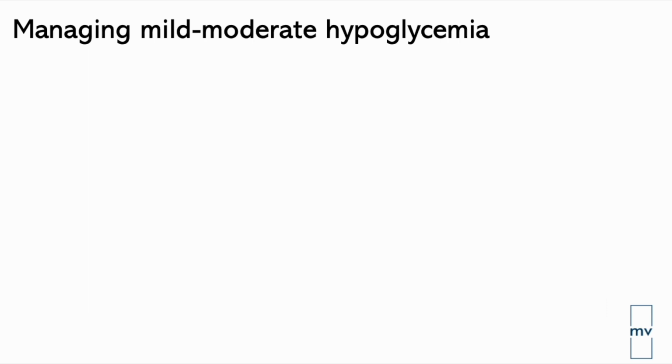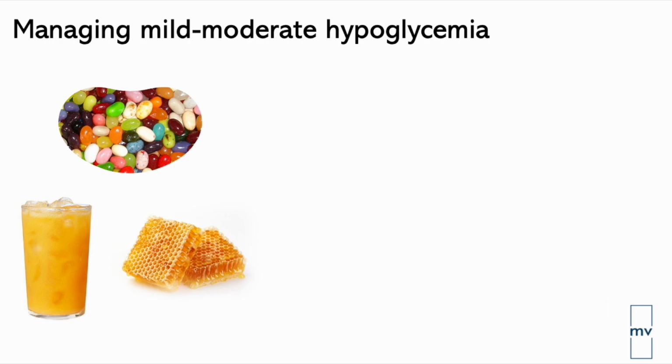But if they're otherwise well, they're alert, their cognition's intact, then they're said to have mild to moderate hypoglycemia. If the patient's able to eat, for example, they're not fasting for surgery or anything like that, then we can offer them carbohydrates which are fast acting. And these are things like jelly beans, fruit juice, honey, and these should get the patient's blood glucose to go up quite quickly. Of course, if the patient is currently on an insulin infusion with dextrose, then we would also cease the insulin and we would continue the dextrose.